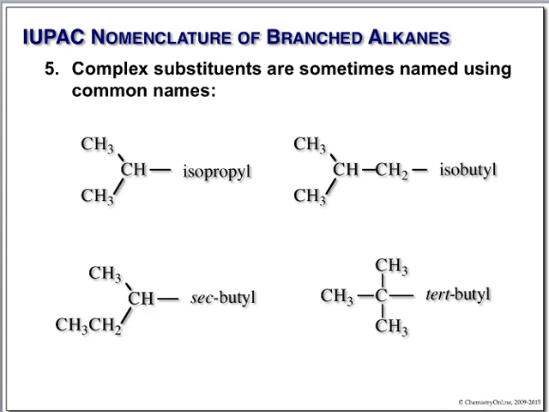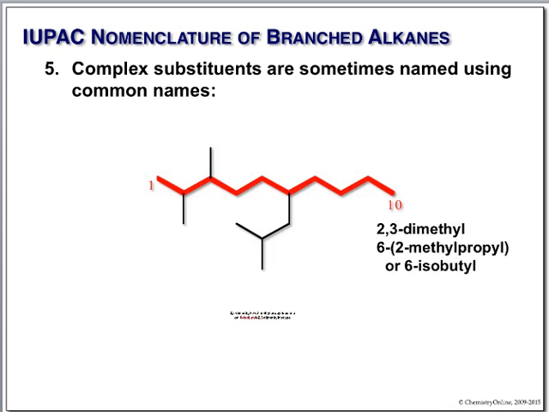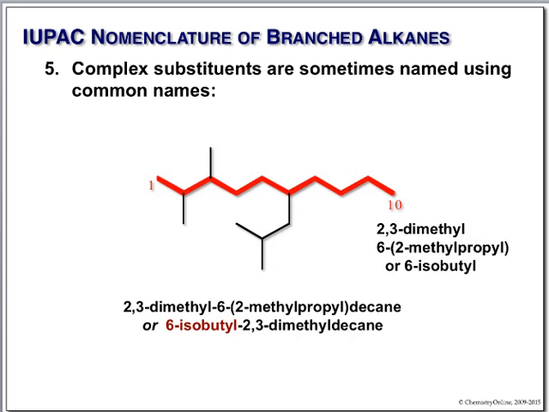This gets very confusing for beginners. I would minimize that on exams and stuff like that, not to just make you crazy. Let's go ahead and look at this. There are 2 ways we could name this. Again, 2,3-dimethyl, 6,2-methyl propyl decane, or we could simply say we have a 6-isobutyl, 2,2-dimethyl decane. Both of these are acceptable. This one makes me crazy. Any questions?